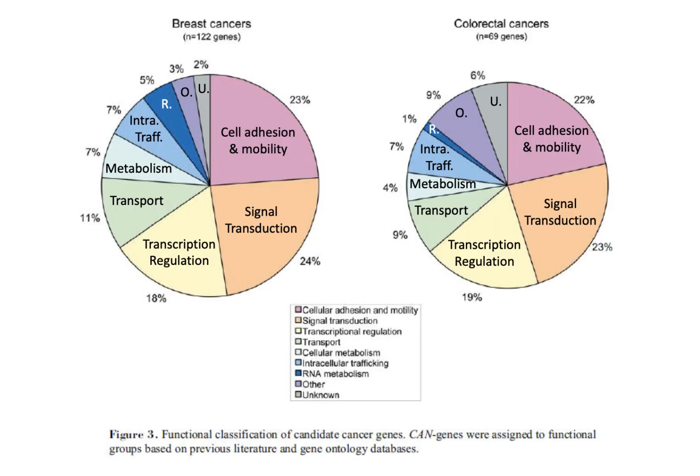So if you look at 2 very different types of cancers, breast cancers and colorectal cancers, you can see that the proportion in each one of those, cell adhesion and motility, signal transduction, transcription regulation, transport, are the same ones that you find in both of them. Even the ones that are more minor as far as being mutated in cancer cells, those are also in common to these 2 different types of cancers.